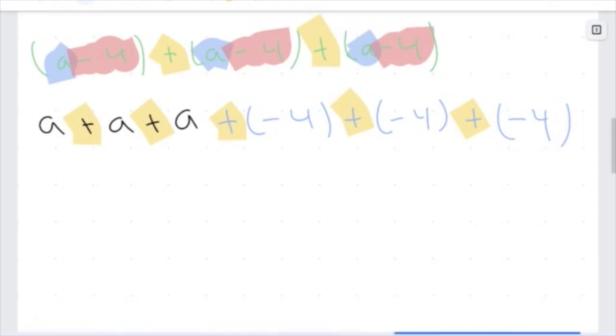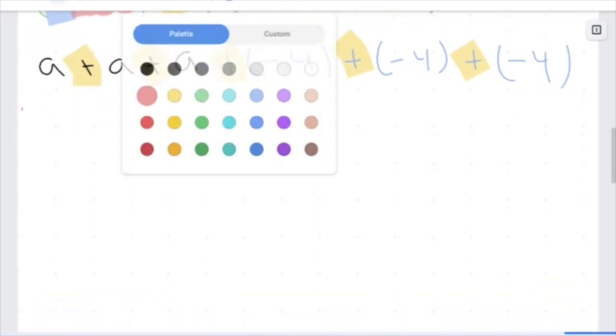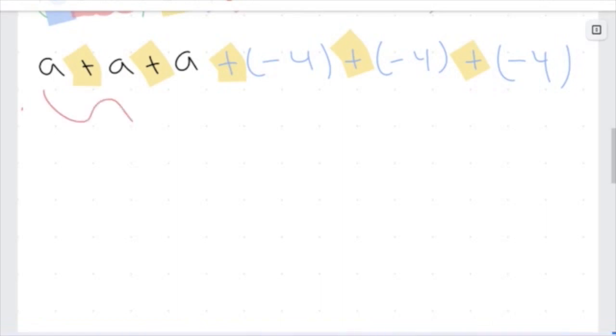Now, these a's here, I end up with a plus a plus a. Collecting like terms, we get 3 lots of a. Now, I'm adding that to minus 4 plus minus 4 plus minus 4.